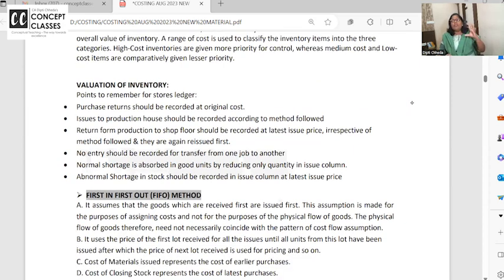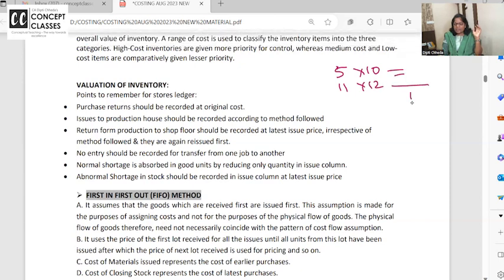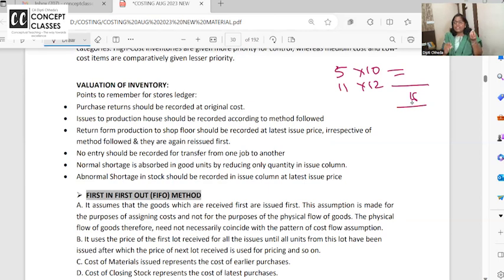Now, FIFO, LIFO direct questions are not asked, but in other chapters they are asked. So what is FIFO? Whatever comes first goes first. What is LIFO? Whatever comes first will go last. The one that came last goes out first, the old stock lying with you, that is last in first out. And what is average? Whatever material you have received, 5 kgs I received at 10 rupees, 11 kgs I received at some other rate, add everything, total cost divided by total quantity you will issue.